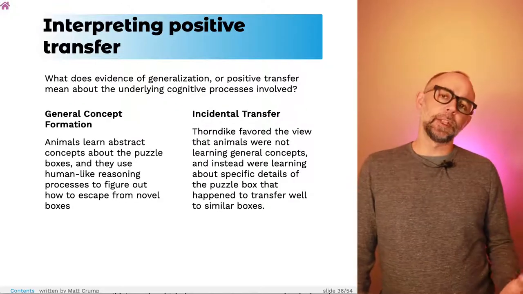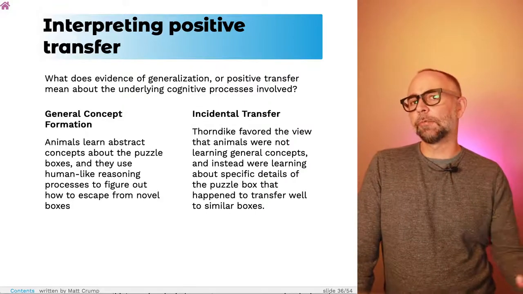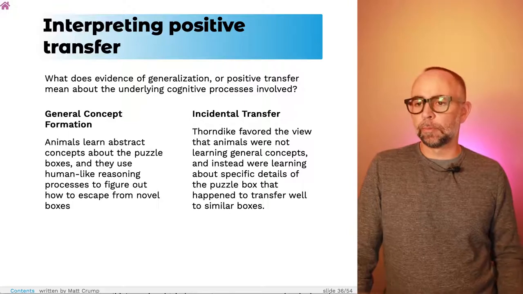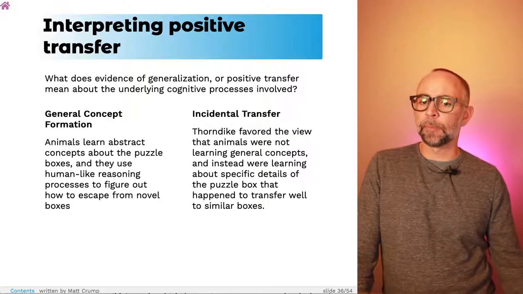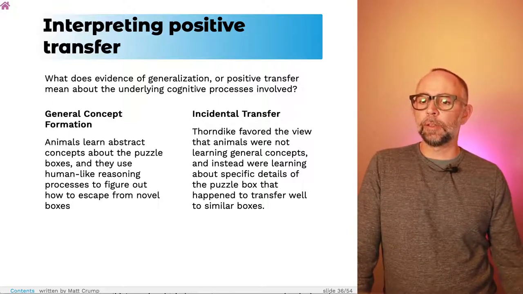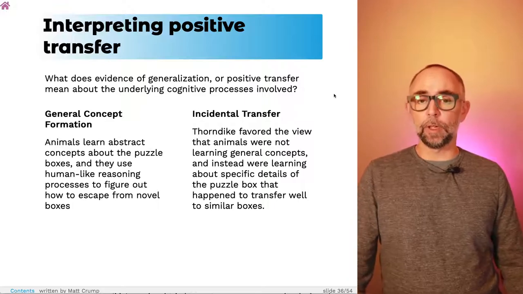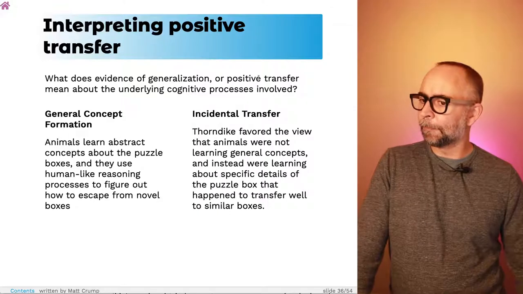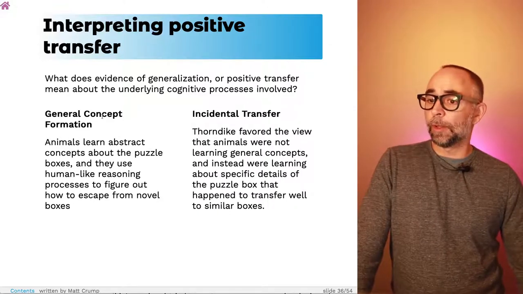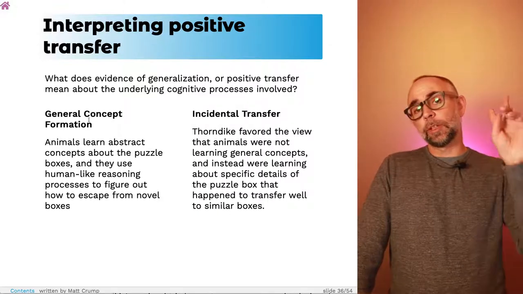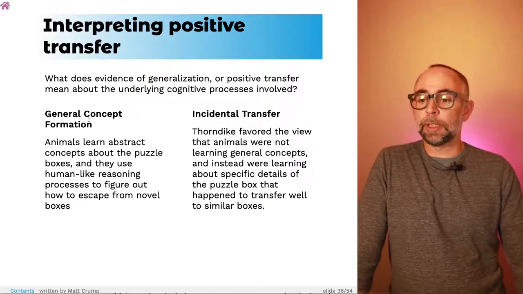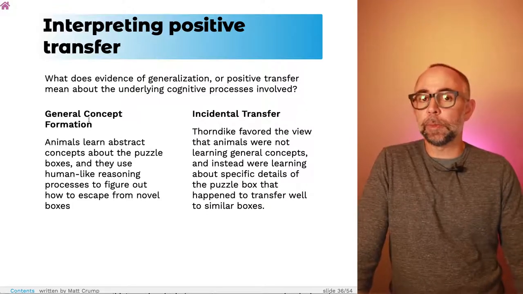So that's a result that requires some interpretation. What does that result actually say about what the animals have learned? What does it mean about the underlying cognitive processes involved? And here's an example of a distinction that Thorndike would make. One thing that's possible is that animals were learning general concepts. These could be somewhat abstract concepts about how to solve puzzle boxes.